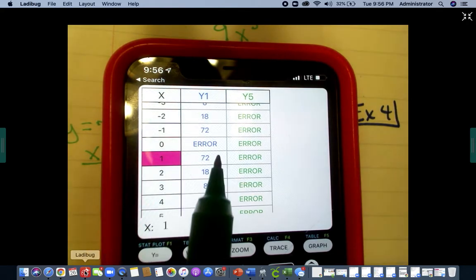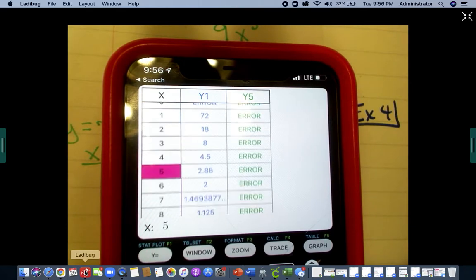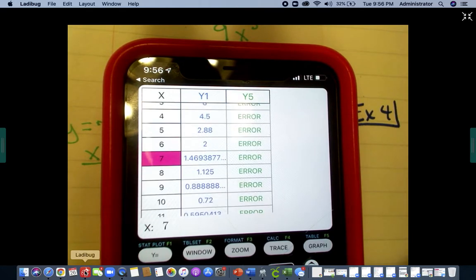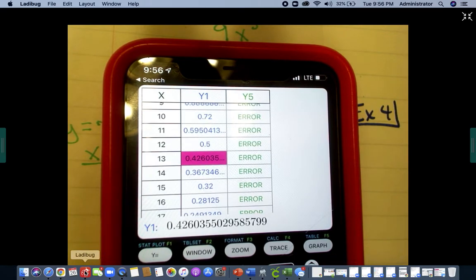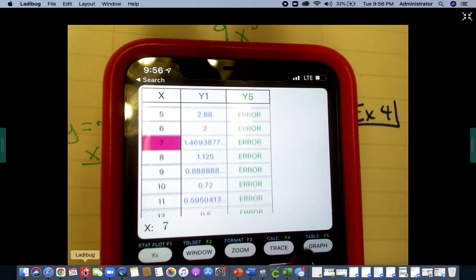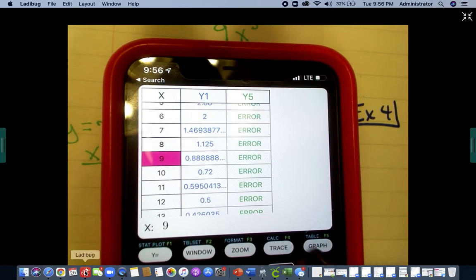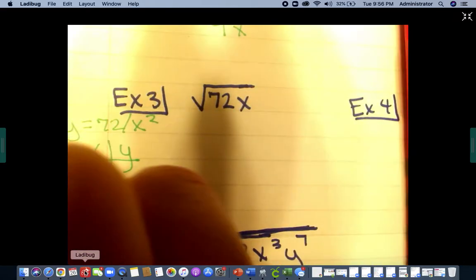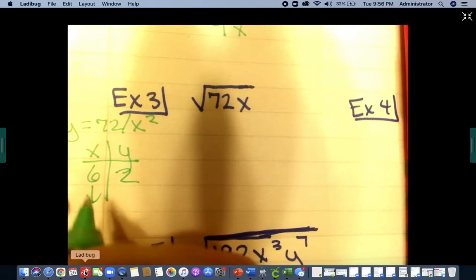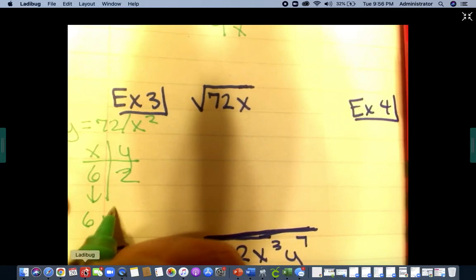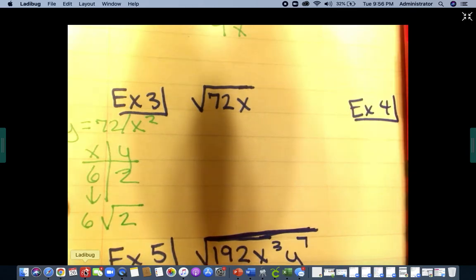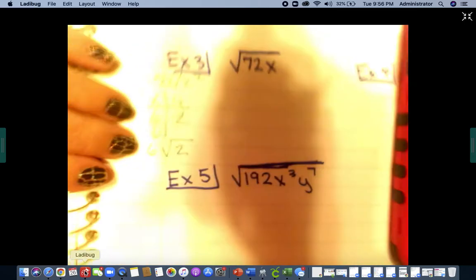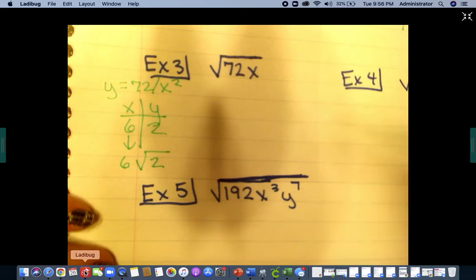So again, we have 1 and 72, 2 and 18, 3 and 8. We're trying to find the last whole number ordered pair. Once we get into 0 point stuff, we're not ever going to get a whole number. So therefore, it'll be the last one up here. And that was 6 and 2. Y'all see that? That was the last whole number ordered pair. So if I have 6 and 2, our job is to remember that 6 goes on the outside and the y value here goes under the radical. So that would be 6 root 2, but of course we have a variable.